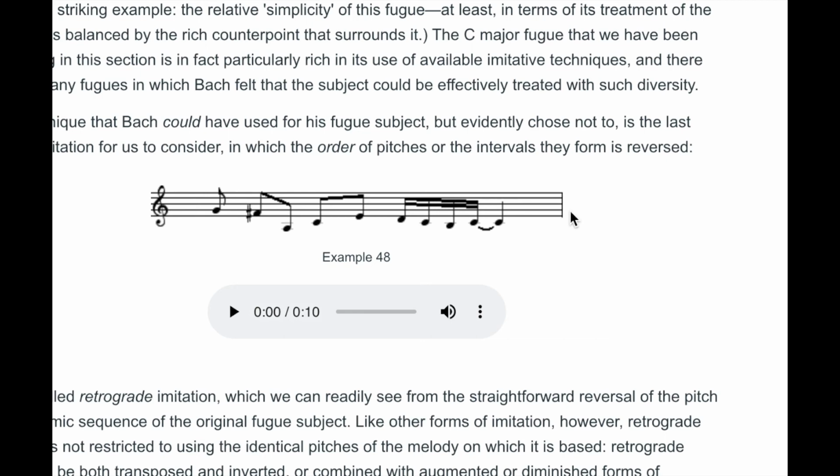So it could be the case that Bach decided not to use a retrograde form because he thought he had enough other interesting material to work with, and this is something that might not be readily heard. However, he was very fond, in fact, of retrograde imitation, and he wrote an entire piece, an entire canon that's based on retrograde motion. So that's what I'm going to show you next.